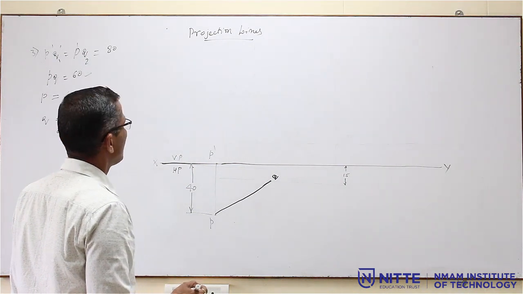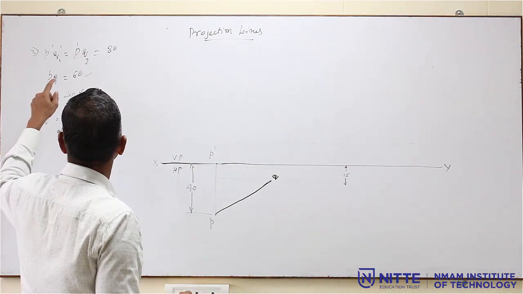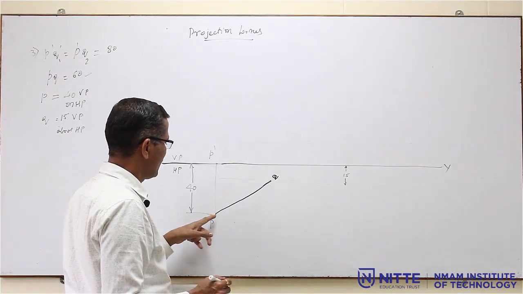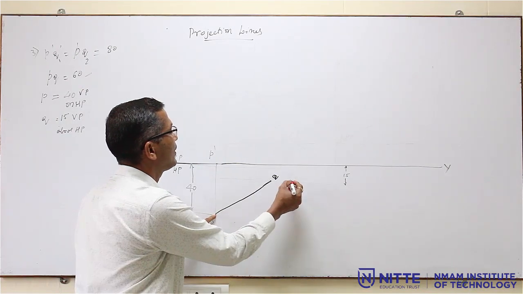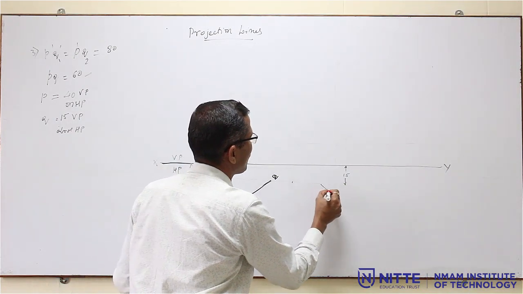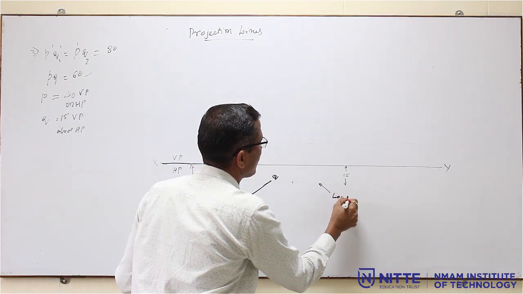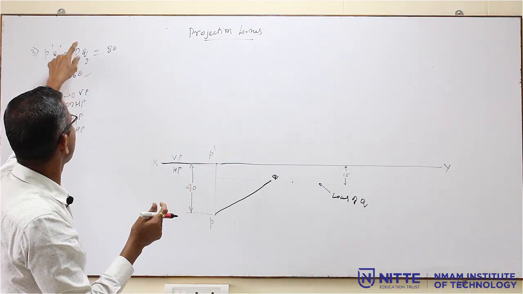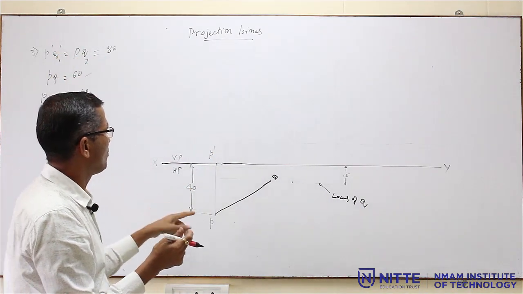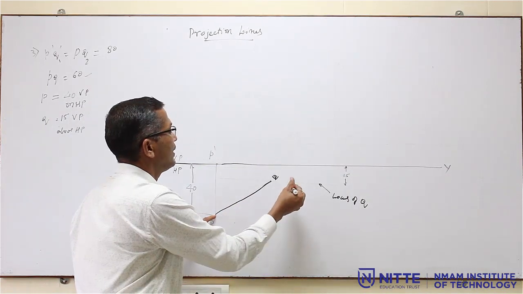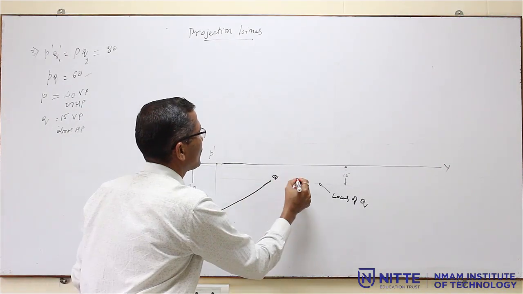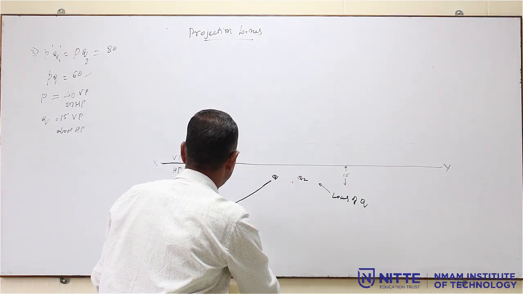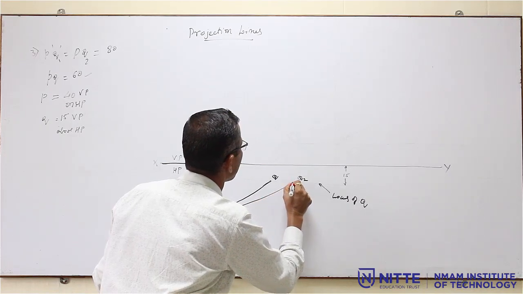Then the true length is given, PQ2 is 80 mm. So, take 80 mm radius with P as center and cut this locus, because this is the locus of Q. PQ2 is 80, so with P as the center and radius equal to 80, cut this locus. This becomes Q2. So, join PQ2.